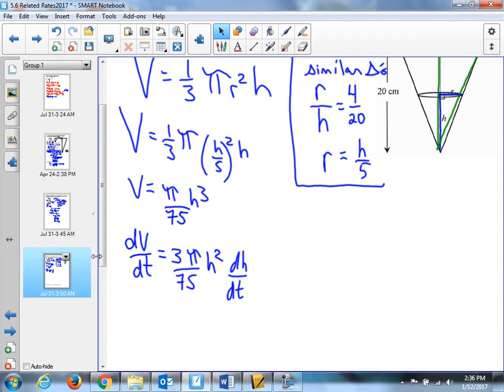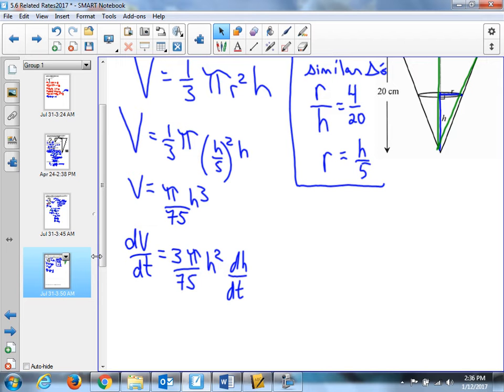Now, that's what we want to find too, right? At what rate is the water rising? That's dH by dt, the change in height over the change in time. Okay, and it's changing every second. Now, if you want to, you can reduce 3 out of 75 to 1 out of 25, pi out of 25.